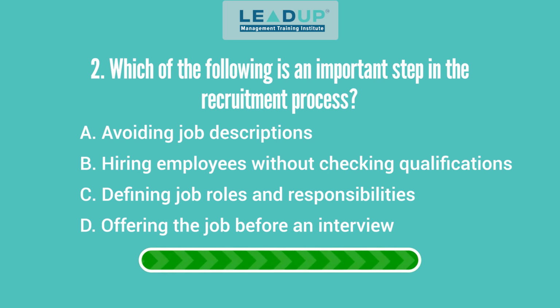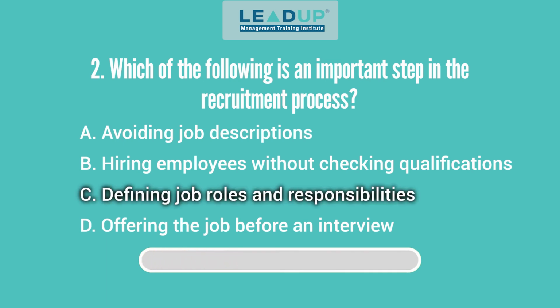Question 2. Which of the following is an important step in the recruitment process? A. Avoiding job descriptions. B. Hiring employees without checking qualifications. C. Defining job roles and responsibilities. And D. Offering the job before an interview. Answer: defining job roles and responsibilities.